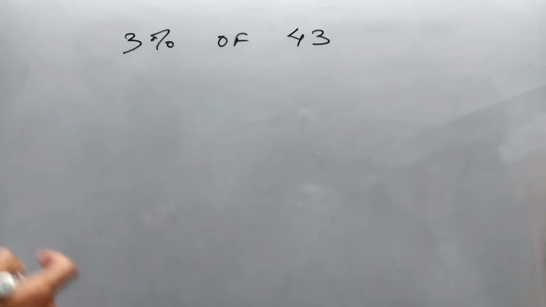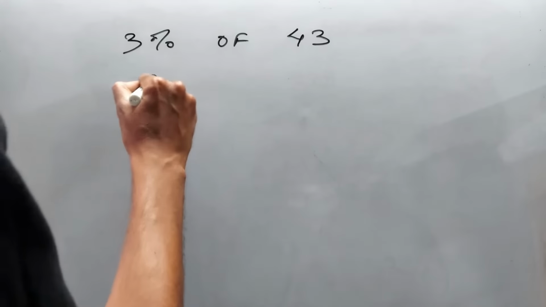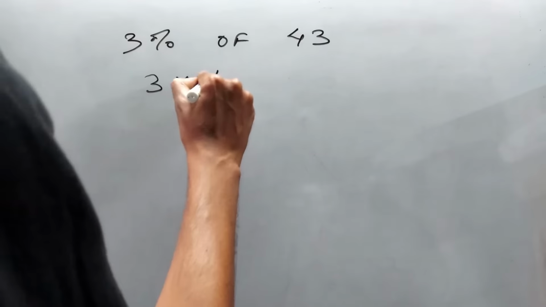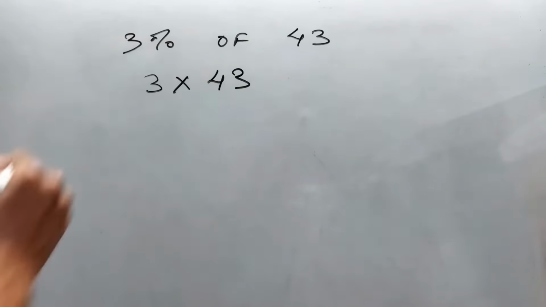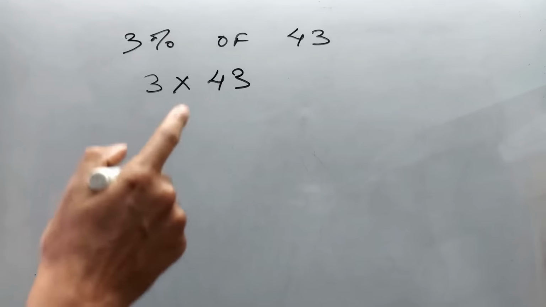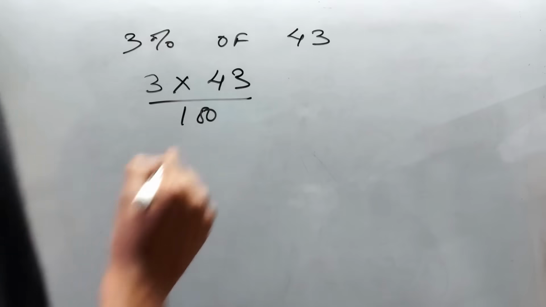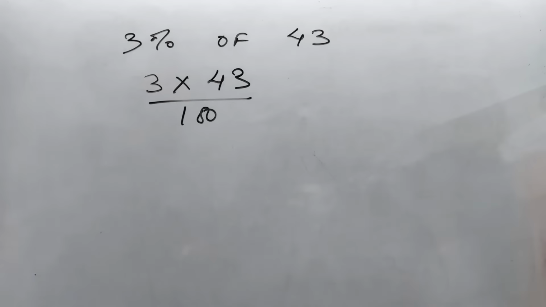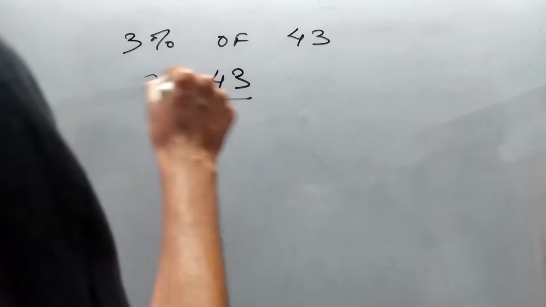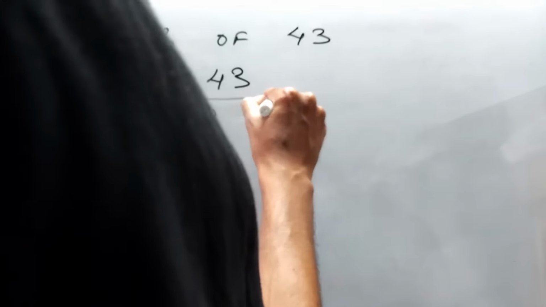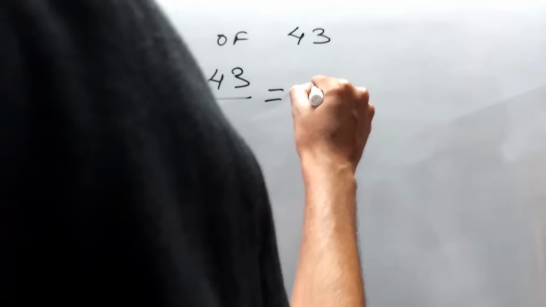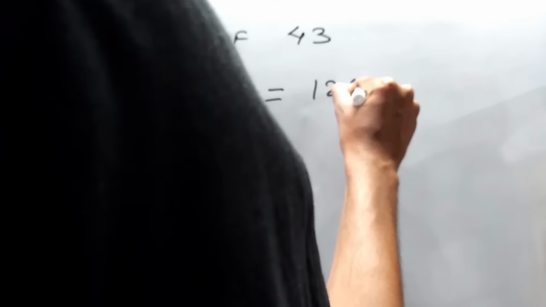Another basic thing, that is 3% of say like 43. Do we know this? Yeah, simple thing, like just multiply both the numbers and definitely you have to divide it by 100 to get the final value. How? 3 into 43 is, you tell me, 129.